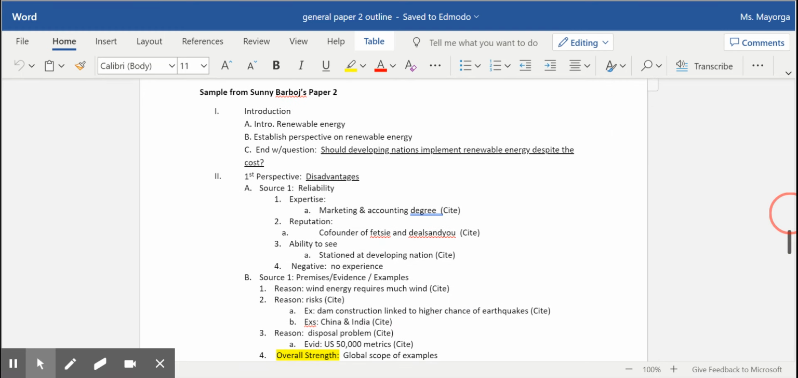After that, you see a sample from Sunny Barbosa's paper. We know that it scored really well. Here's what the outline would look like. Another thing that's important in the rubric is that you have to cite. You're going to get 10 points off if you don't cite.